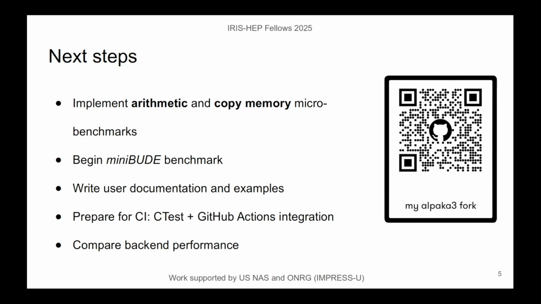Based on the comments, I will continue writing micro benchmarks for memory copying and arithmetic. After completing these benchmarks and agreeing on them, I will move on to the main benchmark of this project, mini-build. At the same time, I will write user documentation and possibly add a GitHub Actions runner so that each pull request automatically receives a timing.